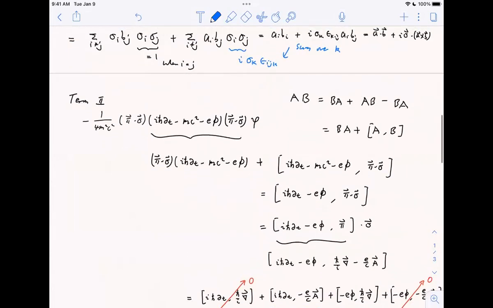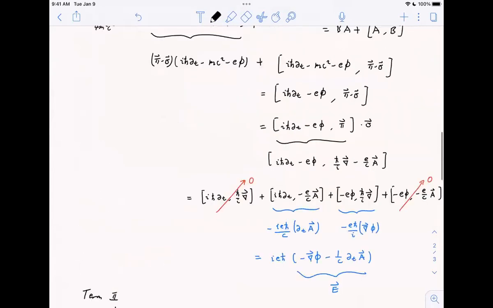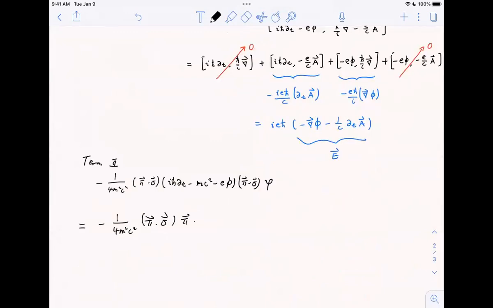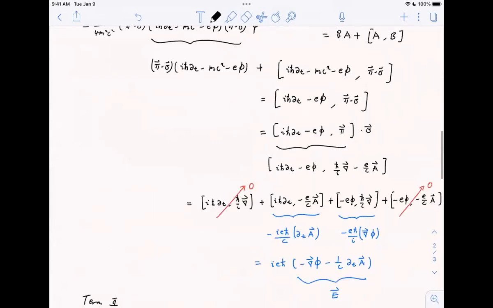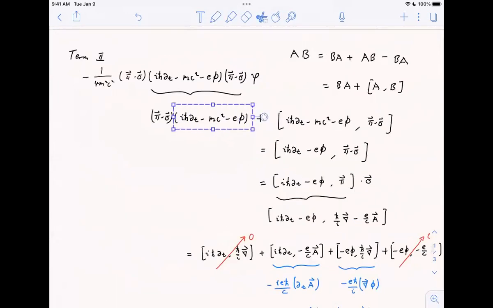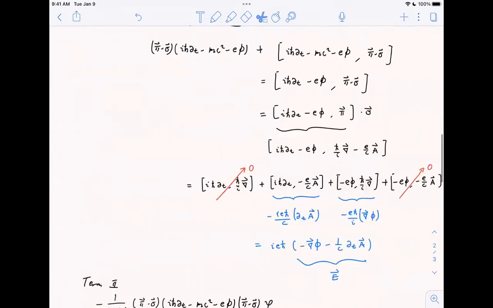So term 2, copy. Term 2 becomes negative 1/4 mc, and then you reverse it, right? You reverse it, so you have twice of this. Okay, that's one thing. And then copy this, you reverse it. Copy. And then plus a commutator.